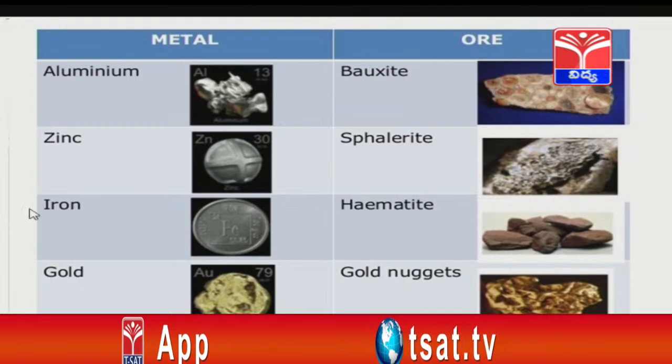Now, as I told you, gold is a metal which is very less reactive. So, it is obtained in the native state, in the pure form.